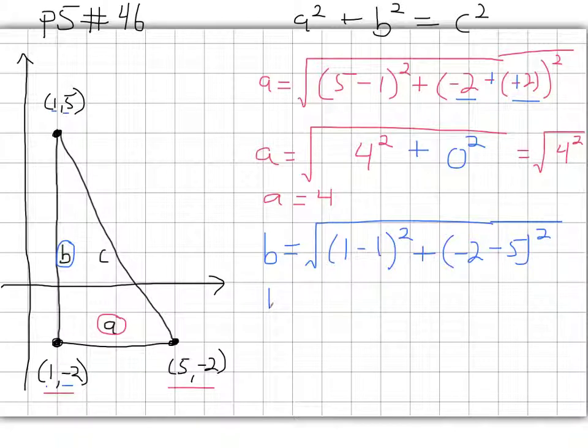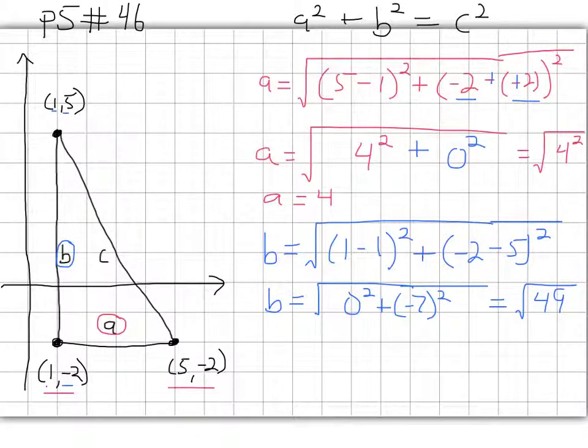So b is equal to the square root of 1 minus 1 is 0 squared, which doesn't give us anything, plus -2 minus 5 is a -7 squared. Negative 7 squared, negative times a negative is a positive. 7 times 7 is 49, so the square root of 49. So b is equal to the square root of 49, or 7. Okay?